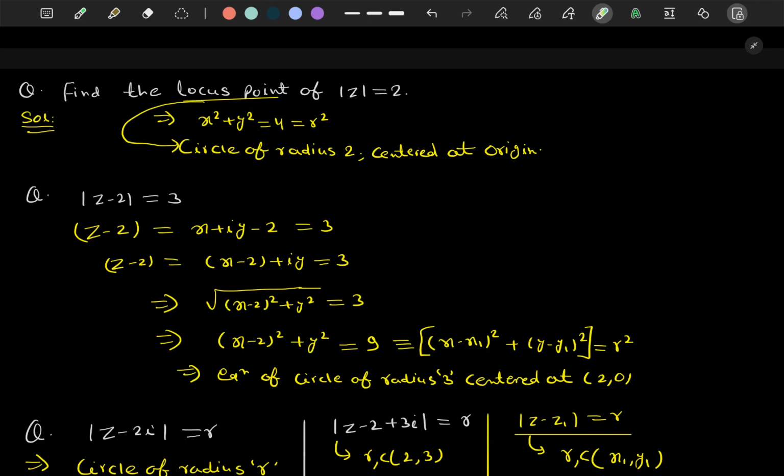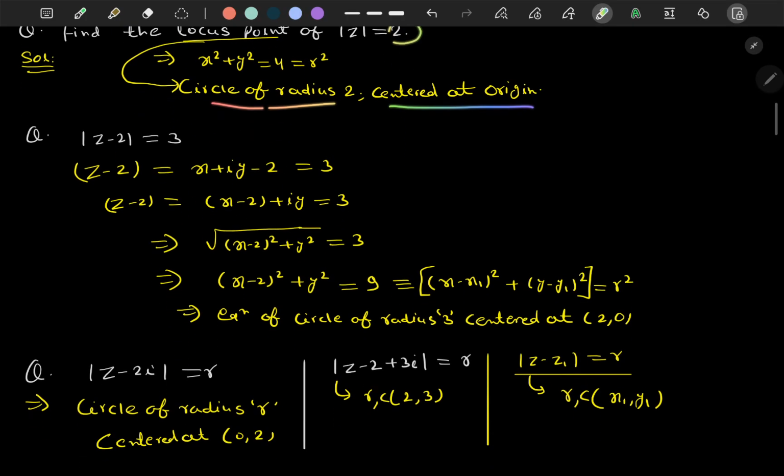Now we'll discuss the locus of a complex function. Suppose it is written here |z| equal to 2. So you will solve it. |z| equal to 2, what are you left with? You are left with x square plus y square equal to 4. Very simple. Under root x square plus y square equals 2, and when you square this term, it will be 4 equal to r square. So it is representing a circle of radius 2 centered at the origin.